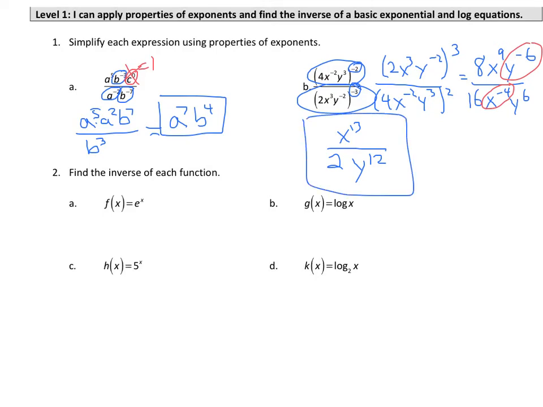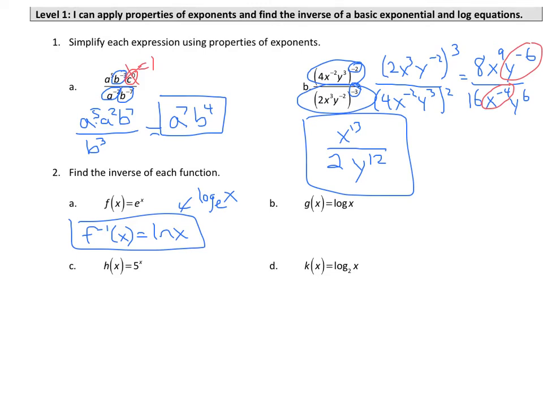The other part of level 1 is a review of inverse functions. We talked about this in our last skill. The inverse of an exponential function is a log function. The inverse of e to the x is the natural log of x. Remember, we said that this would be ln of x. That's the same as log base e of x, but we don't write log base e, we write ln. It's a lowercase l, lowercase n, which stands for natural log of x.